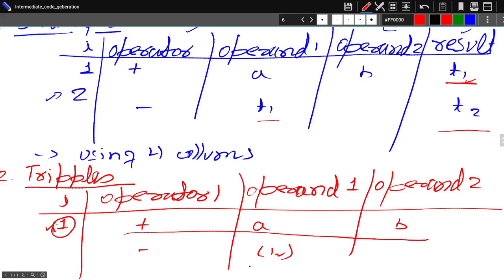However, we can't move the statements easily. You cannot place this statement before 1. That is the thing we are talking about here in triple. It has the advantage that we are taking less space. However, we cannot move the statements easily. In the quadruple, we have 4 columns. We can easily move the statements somewhere, but it takes some space. So that is one way.